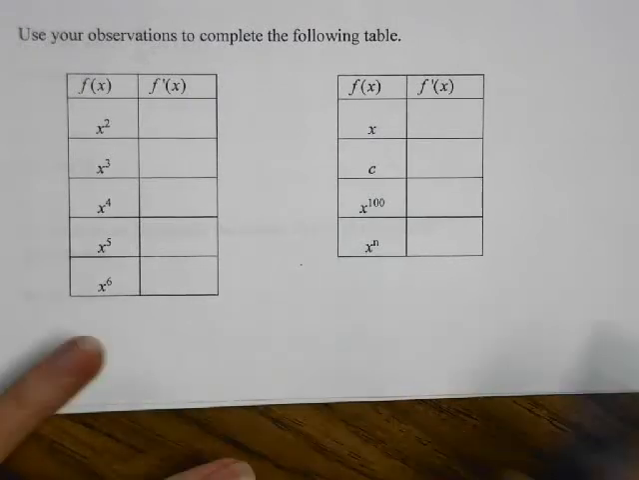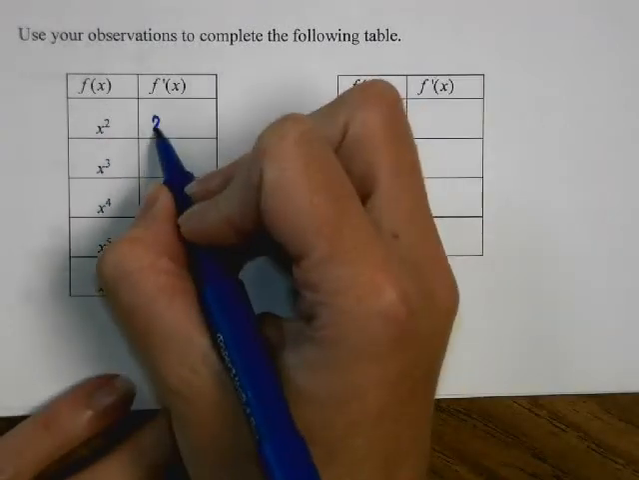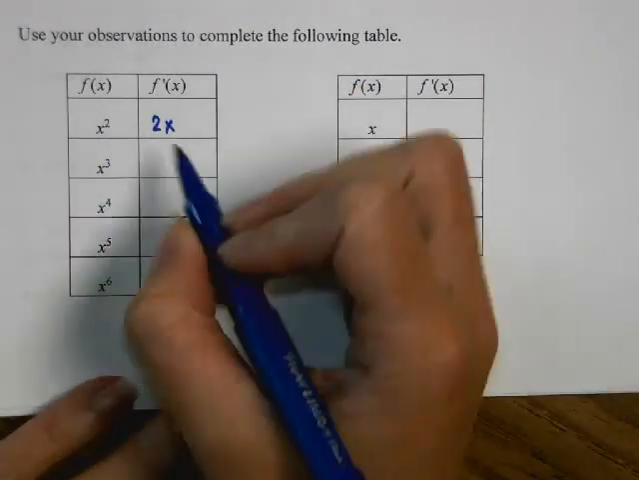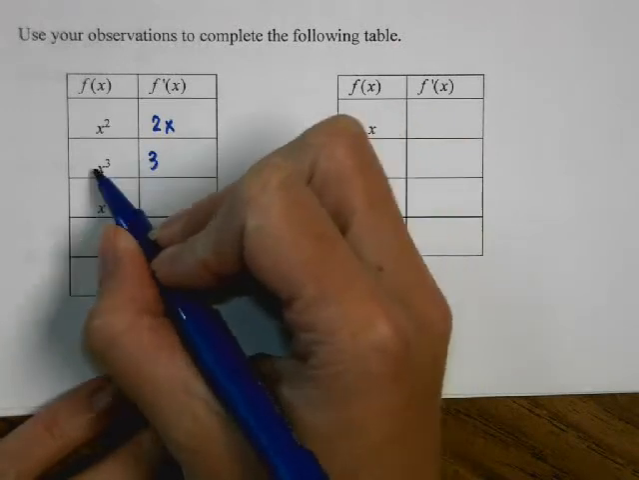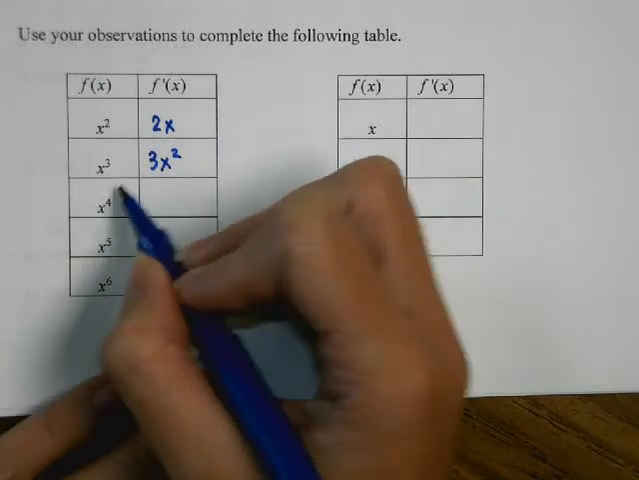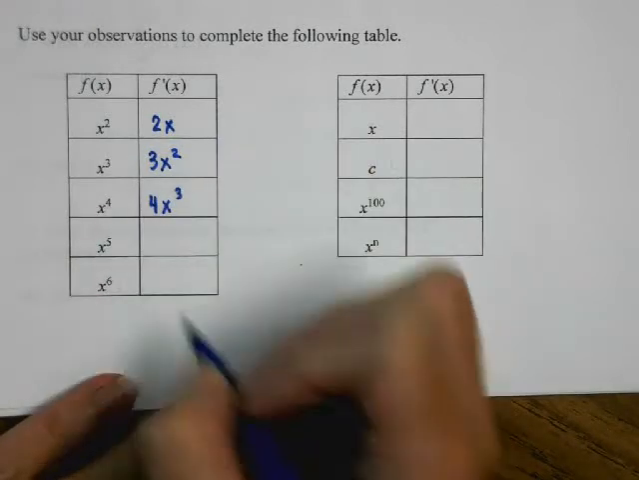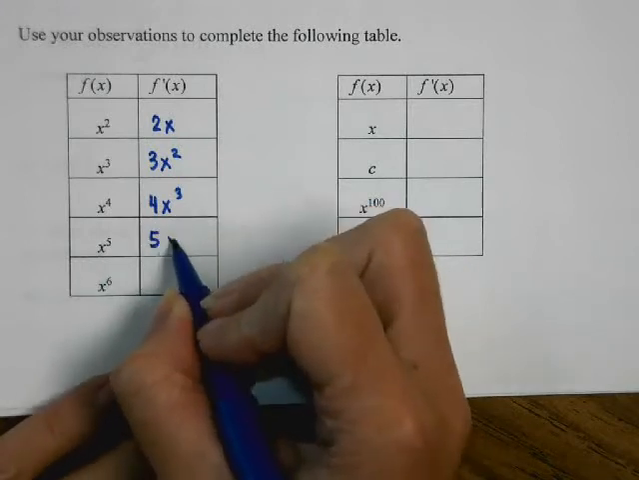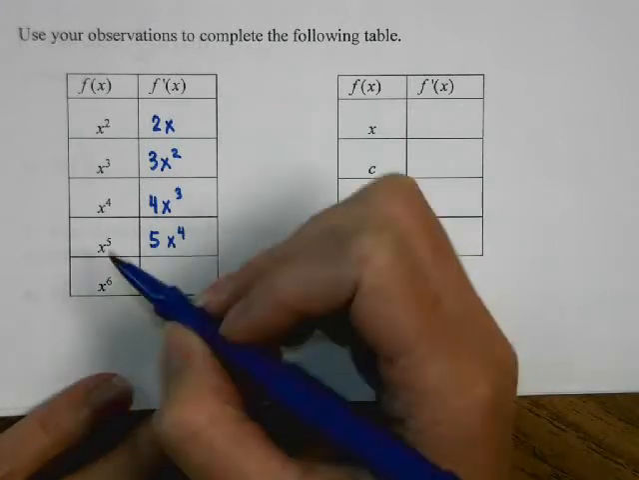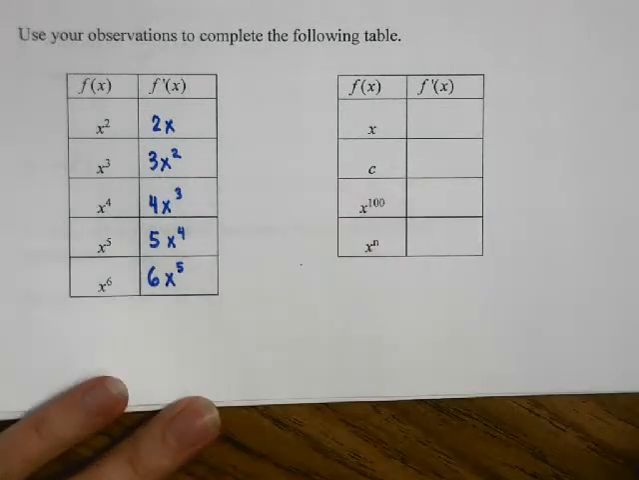So we're going to use that pattern to fill out this table. So if our function is x squared, our derivative is going to be 2x. Derivative of x cubed is 3x squared. Derivative of x to the 4th is going to be 4x cubed. X to the 5th is going to be 5x to the 4th. X to the 6th is going to be 6x to the 5th.